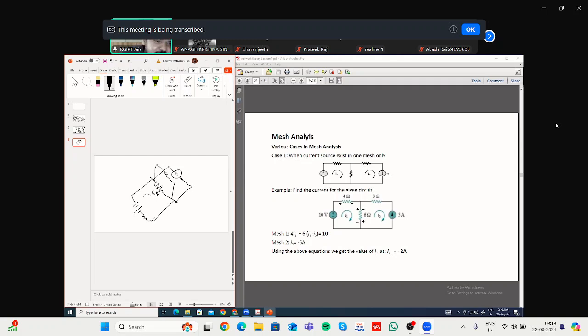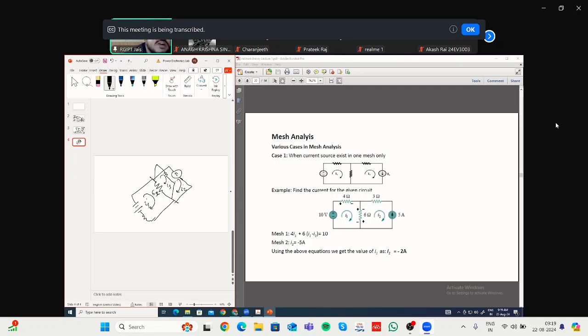So in this mesh you are considering I1. In this particular mesh you are considering I2. In this mesh, in the third dimension, you are considering I3. Now, what will you do? Let us say we are writing the KVL equation for mesh 1. Then which current will you take as the maximum? It's better to take I1 as the highest. Otherwise, you have to take the combination that I3 is greater than I1 and I2.